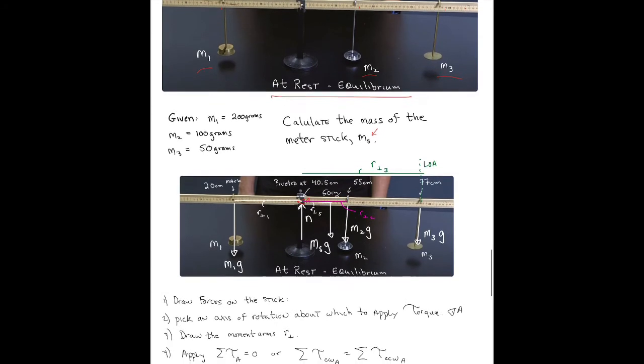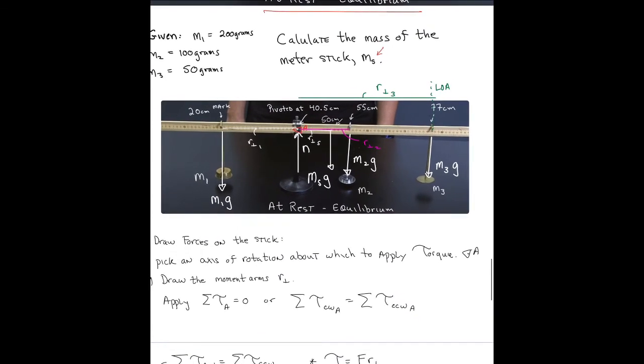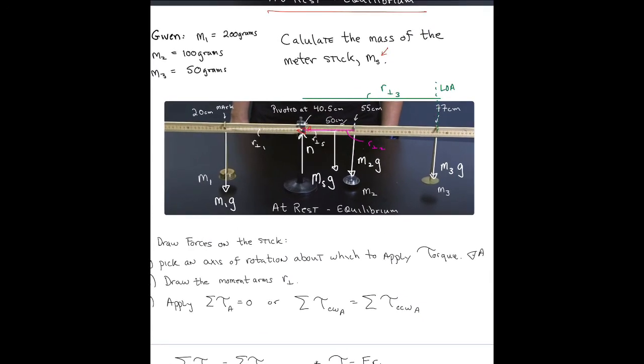So what I did is I redrew the picture, and I drew all the forces acting on the stick. Here's the weight of number 1, the weight of number 2, the weight of number 3. Here's my support point. I have the normal force pushing up, and the normal force exerts no torque about that axis. Now, I'm not ignoring the mass of the stick. The stick is uniform, so the weight of the stick, the mg of the stick, occurs right at the 50 centimeter mark, right there.